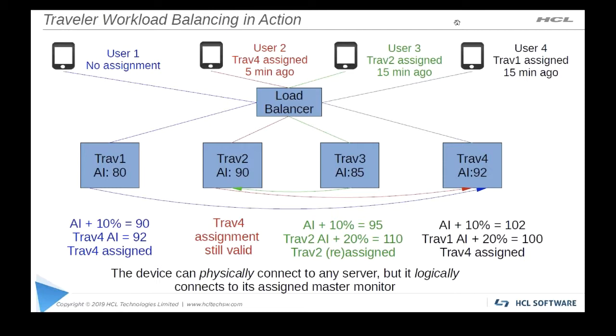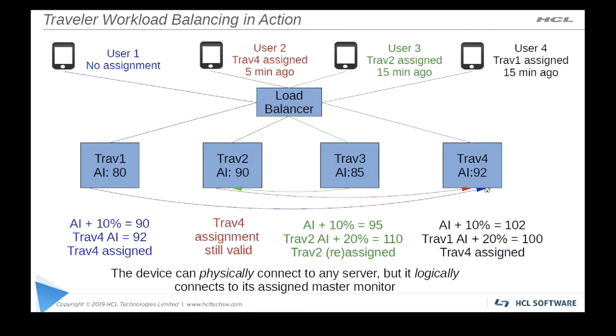Traveler 1 says, okay, well, they connect to me, so I'm going to boost my availability index by 10%. That puts me at 90. There is no other master monitor assigned, so now I can just compare all the availability indices. Oh, look, Traveler 4 has the highest at 92. So Traveler 1 will assign user 1 to Traveler 4 for master monitor. And as you can see, it will refer that workload to Traveler 4 through a back-end network connection.